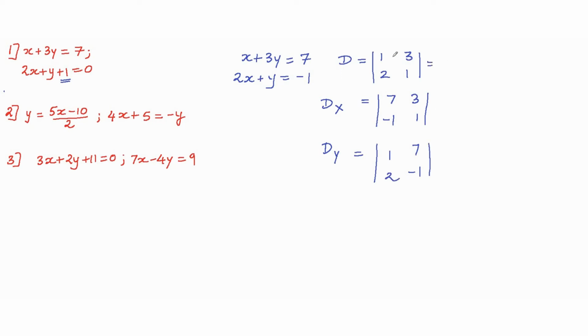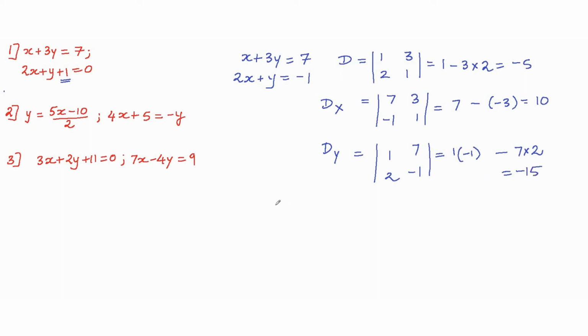So now let's calculate all the three determinants. This is 1 ones are minus 3 into 2. So this is 1 minus 6, which is minus 5. Let's calculate dx. Dx is 7 ones are 7. 3 into minus 1 is minus 3 and I have to subtract. So this becomes 7 plus 3, which is 10. And dy is 1 into minus 1, 1 into minus 1 and 7 into 2 and subtraction in between. So minus 1 minus 14 is minus 15.